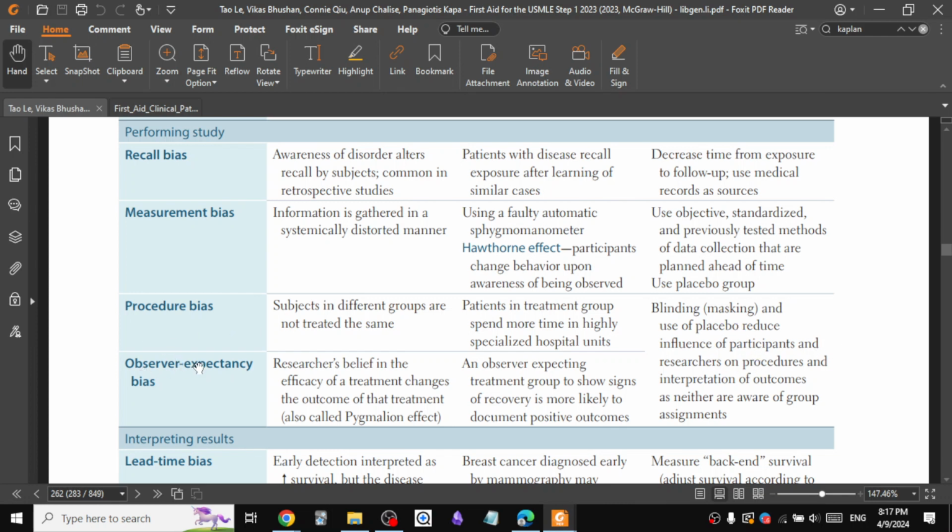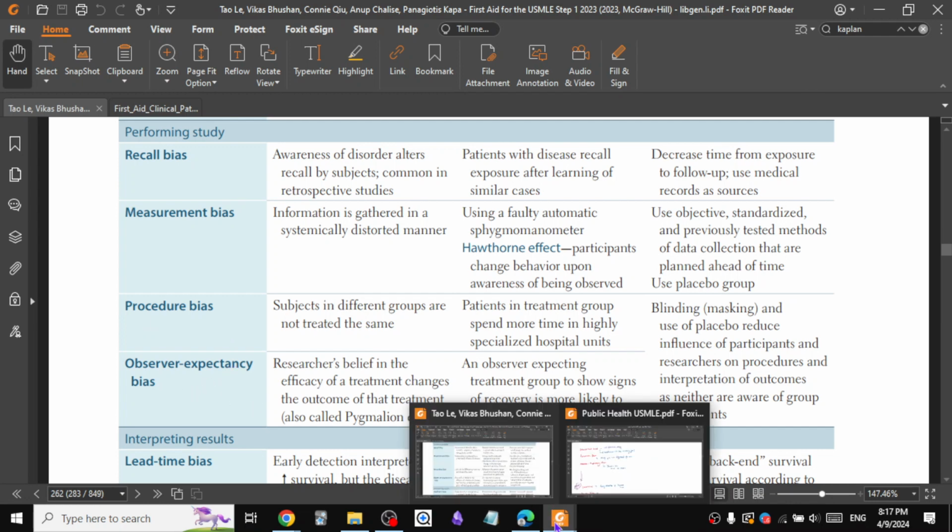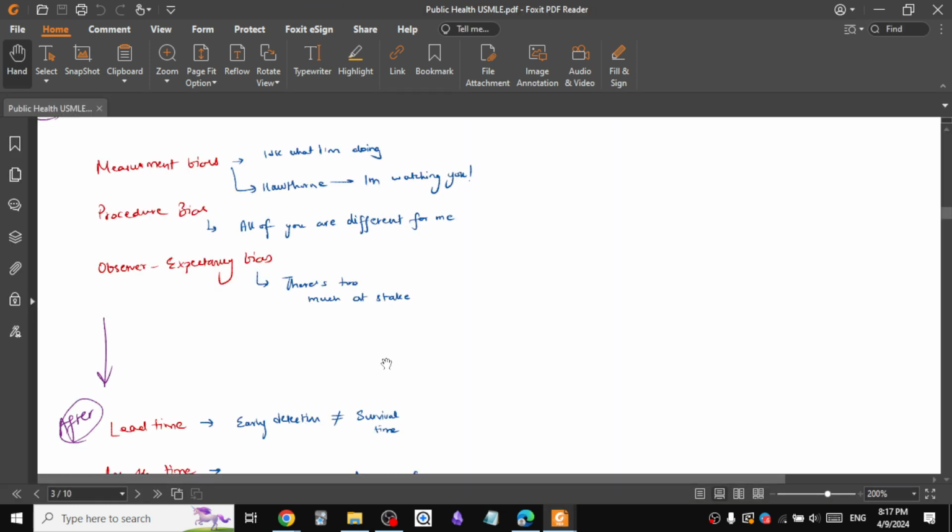Okay. Observer slash expectancy bias. Let's say you see what I've written here: there's too much at stake. The person who's conducting the study thinks, I need a positive result. I really need it. There's too much money involved, too much energy, too much time spent on this. And I expect some results. Once they start to expect a result, they consciously or subconsciously act in that way. So that's the observer expectancy bias.